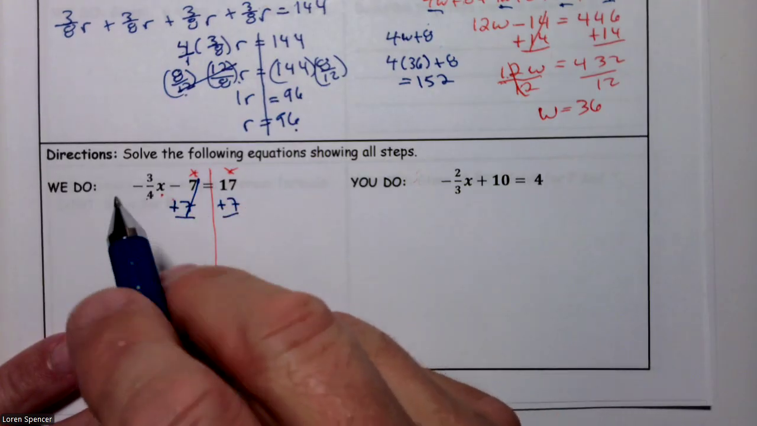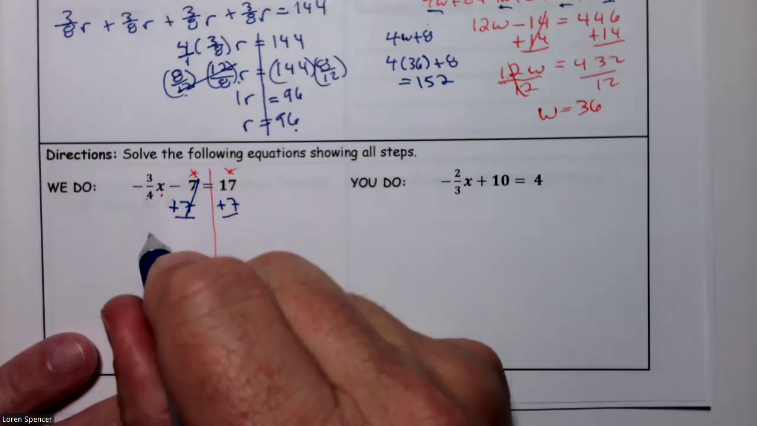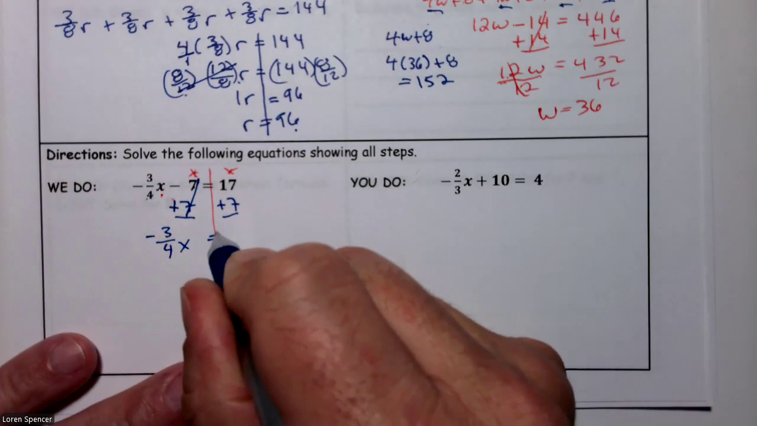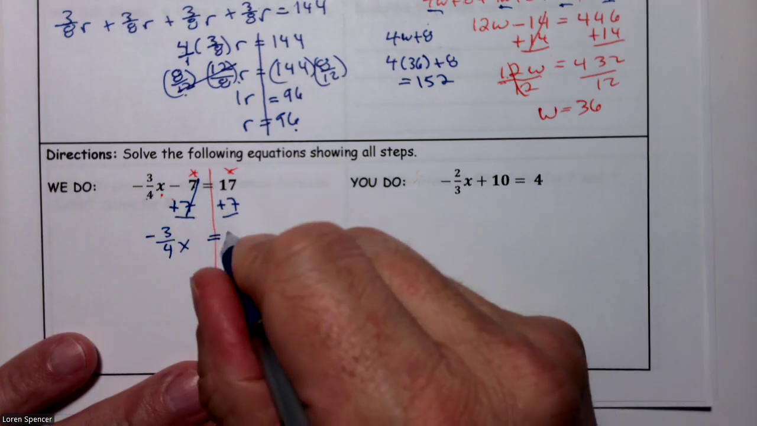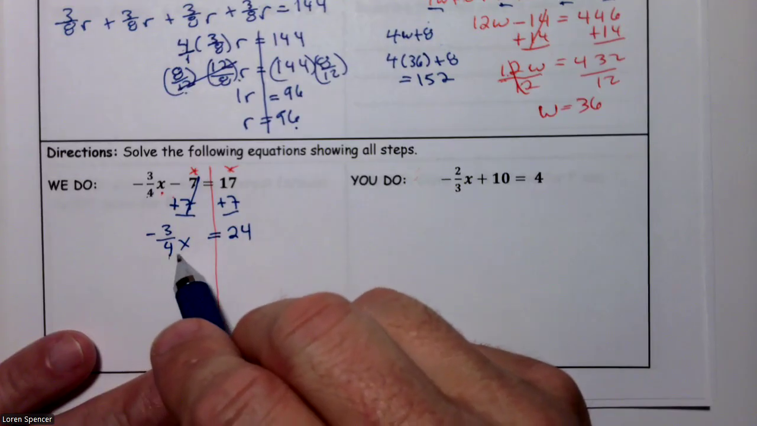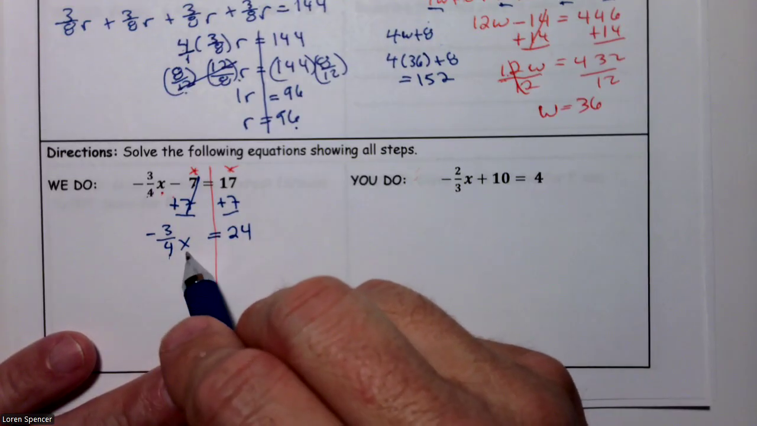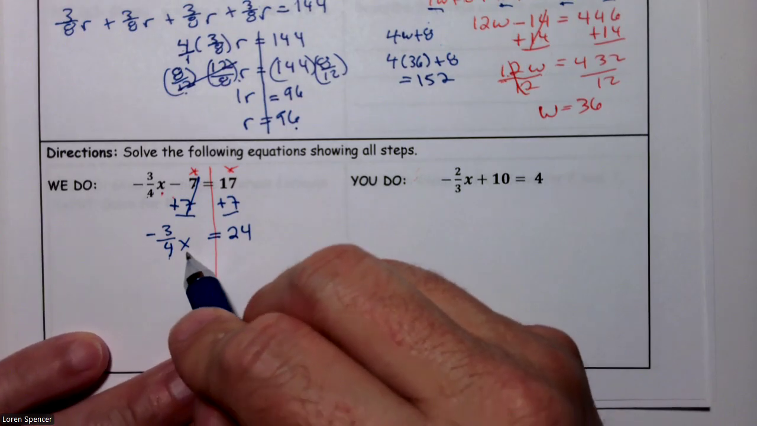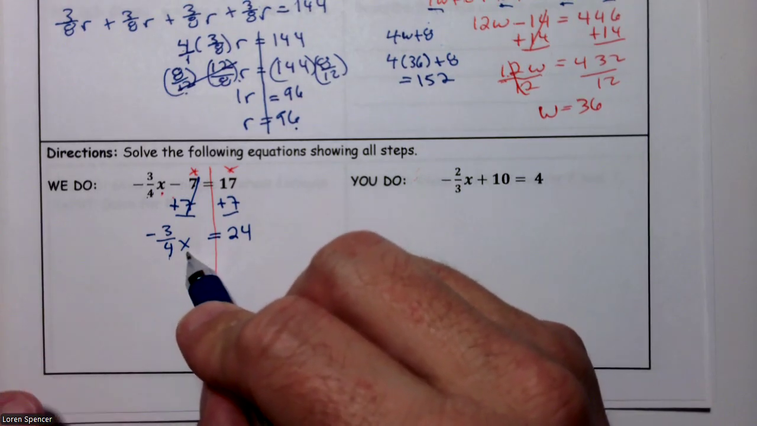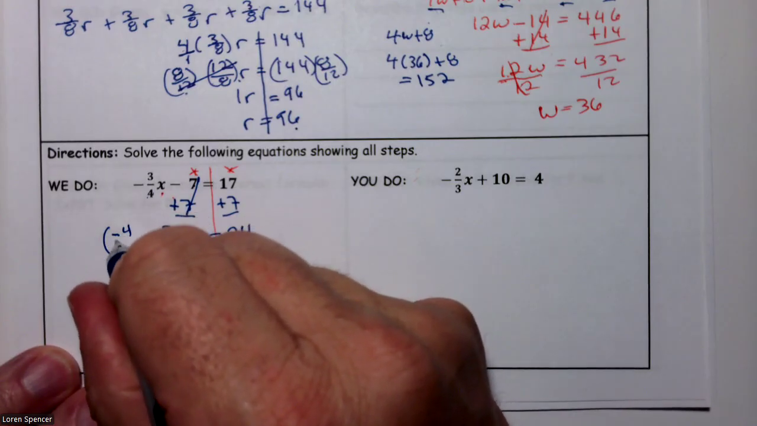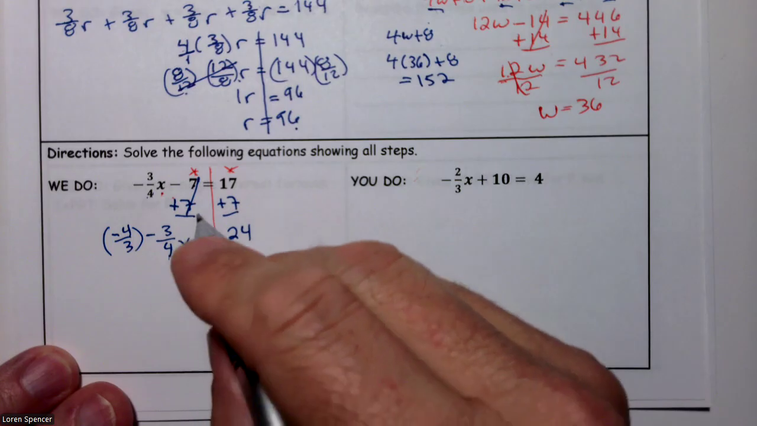And remember, the goal is to get that variable by itself. This becomes 0. This is negative 3/4 x equals 17 plus 7, which is 24. I'm multiplying here, so I have to undo multiplication. I do that by division, but it's a fraction. So dividing fractions, easy as pie, flip the second and multiply. So I need to flip it and multiply.